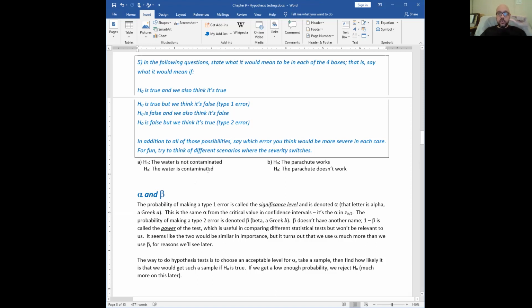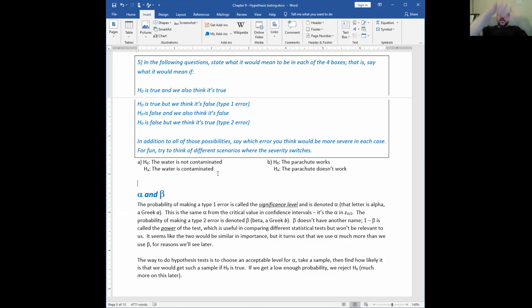On the other hand, a type 2 error would mean we incorrectly fail to reject the null hypothesis. So we think that the null hypothesis is true, but it isn't. So we think the water isn't contaminated, but it is. So we drink it and get sick, right? So bad times all around there.